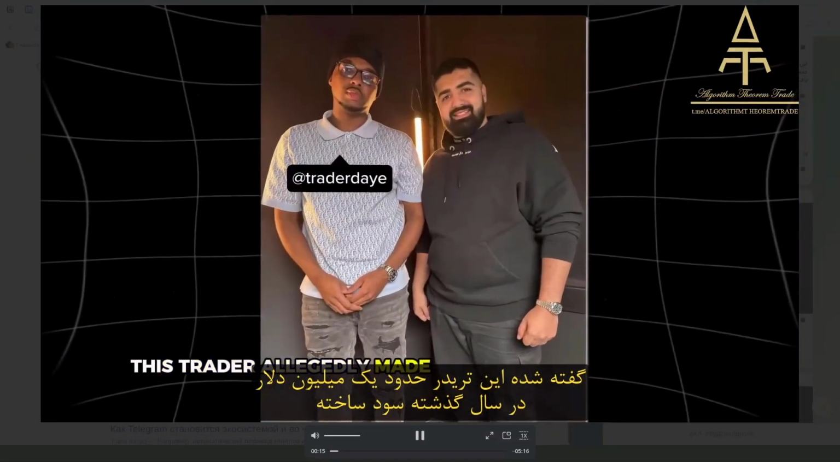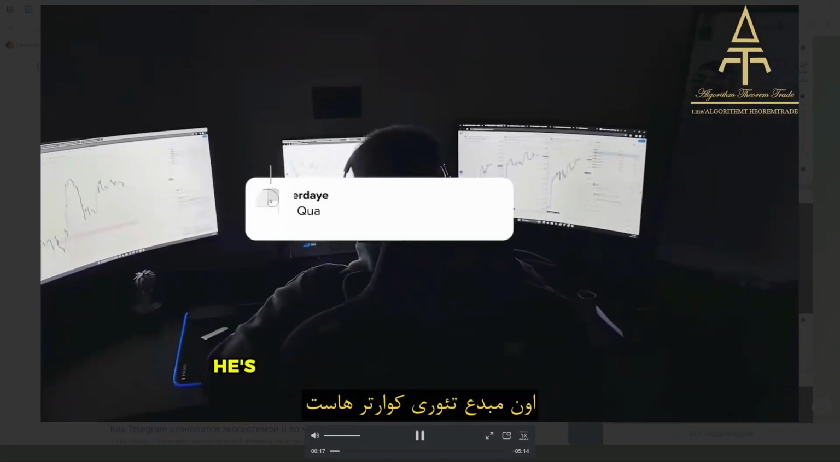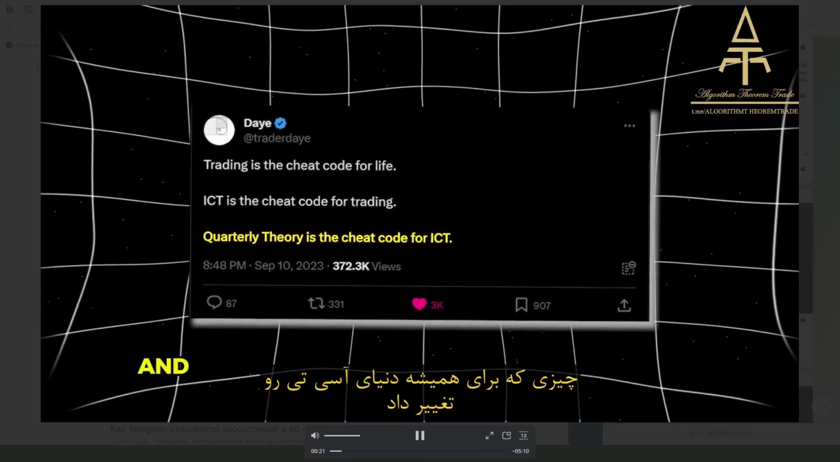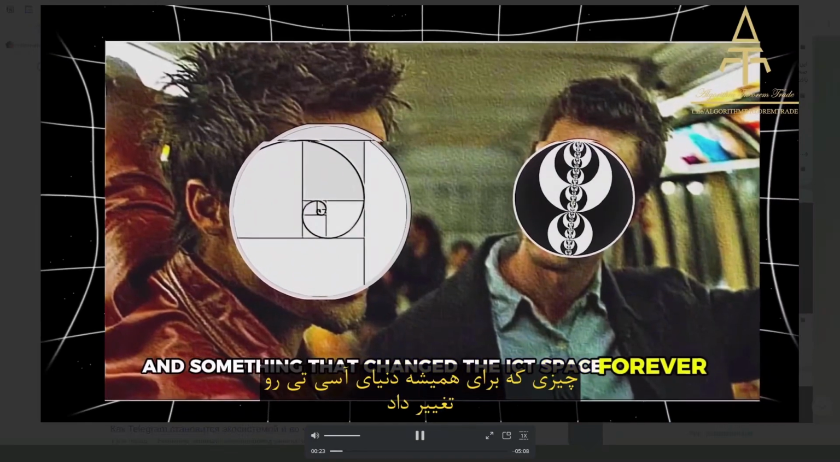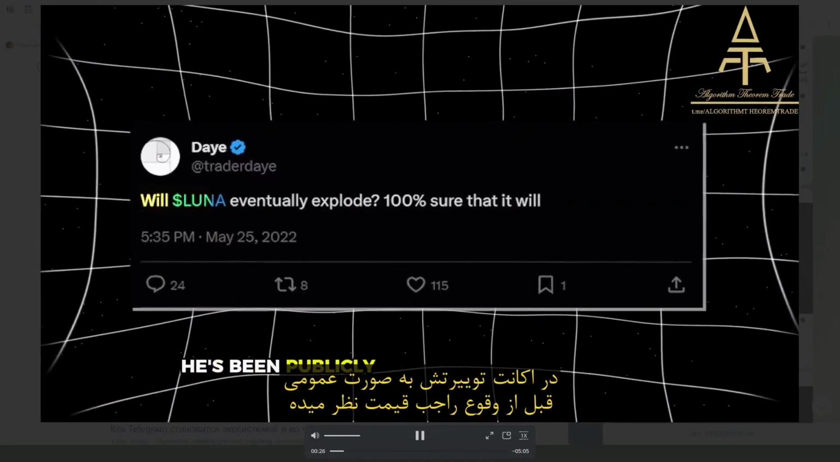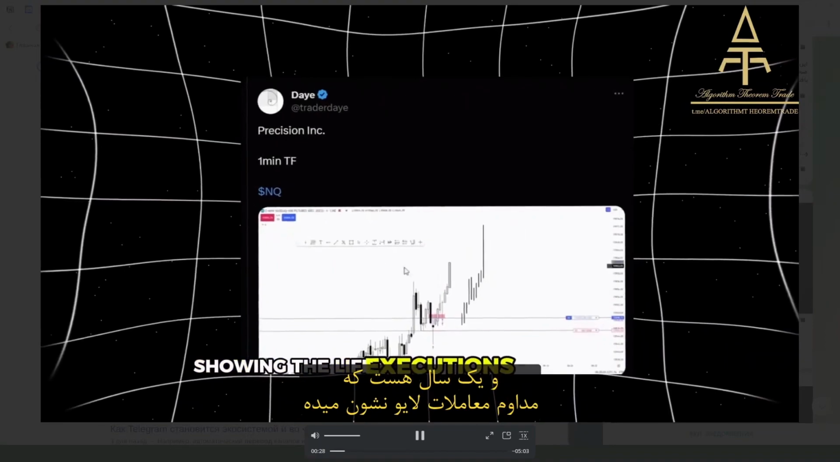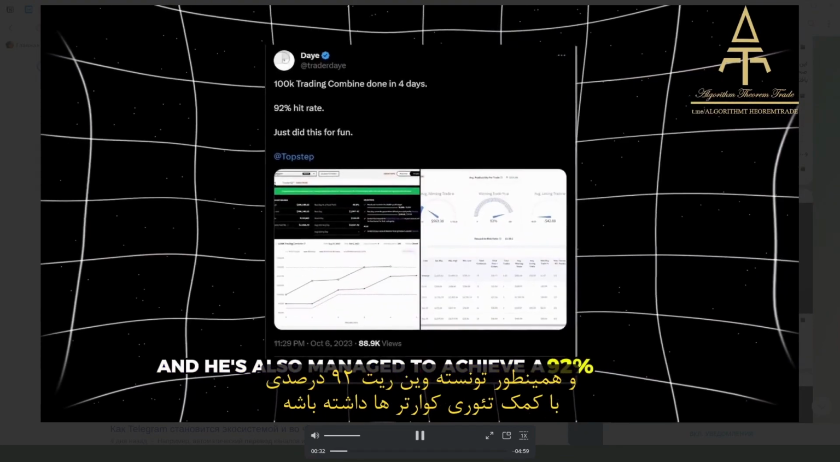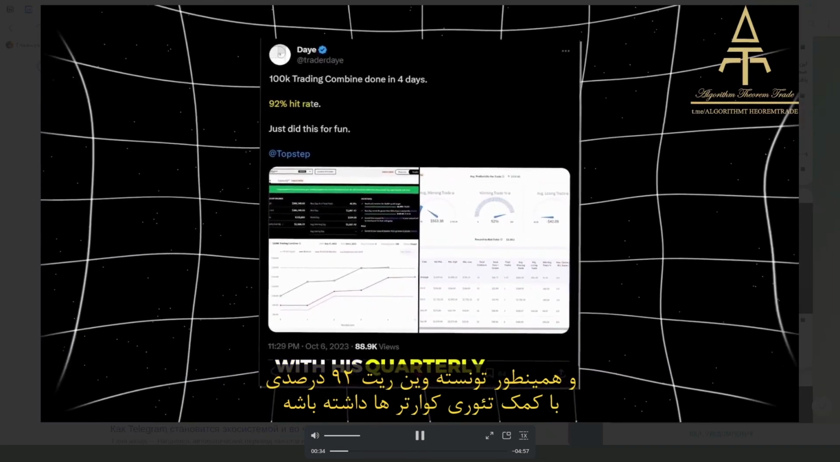This trader allegedly made over $1 million in profits. He's the creator of Quarterly Theory, a real-life cheat code for ICT trading and something that changed the ICT space forever. On his Twitter, he's been publicly calling price beforehand, showing live executions consistently for over a year, and he's also managed to achieve a 92% hit rate with his Quarterly Theory.